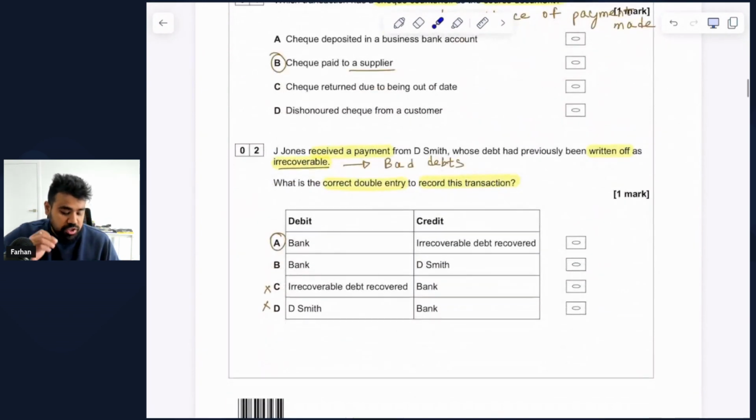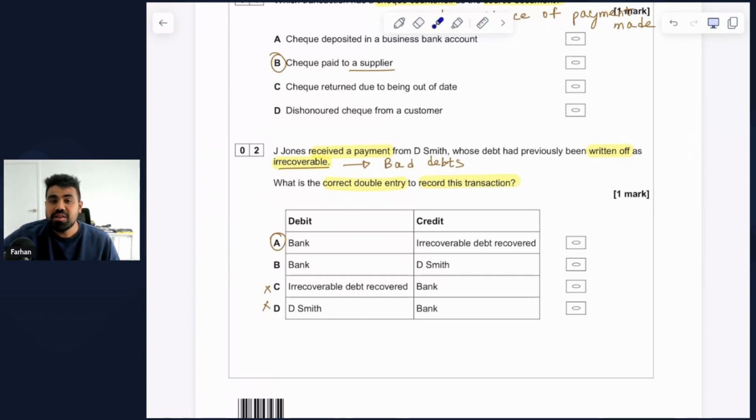Question number 2. J. Jones received a payment from D. Smith, whose debt had been previously written off as irrecoverable, which is also known as bad debts. What is the correct double entry to record this transaction? So we had this credit customer in the past by the name of D. Smith, who couldn't make the payment back then, and therefore we had to write D. Smith off as an irrecoverable debt.